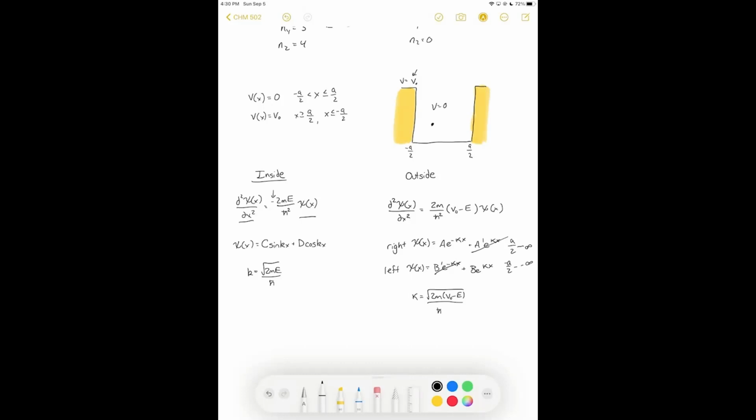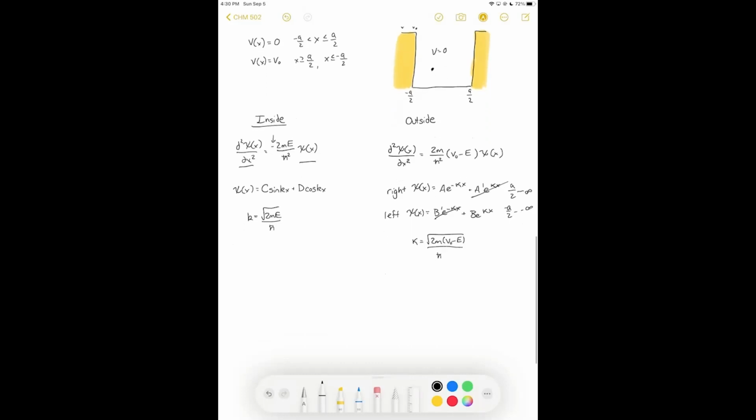So instead of being 0, what we have is something like, for example, a e to the minus kappa at position a over 2 needs to equal c sine k a over 2 plus d cosine k a over 2. And this is our boundary condition. What this will give us is some number. They're not necessarily zero.